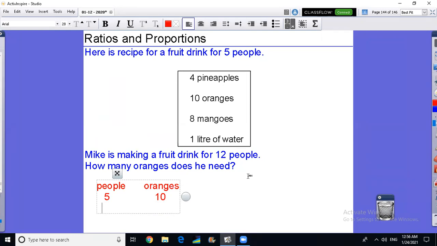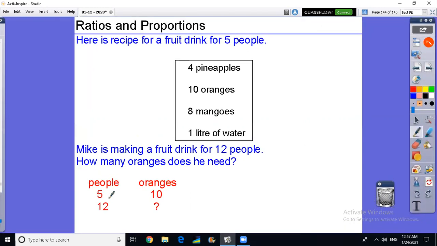But the question here is about Mike, who is making a fruit drink for 12 people. Okay, the third line is always about something that changes in the fact, which is in the second row here. The second line is the fact, the third line is always about a change. 12 people. How many oranges does he need? All right, this is here, the question mark. Mr. That is a piece of cake.